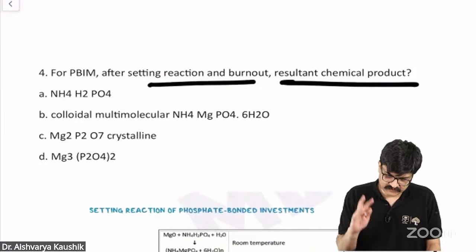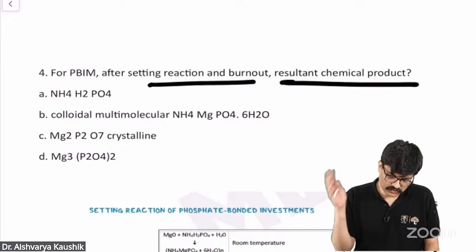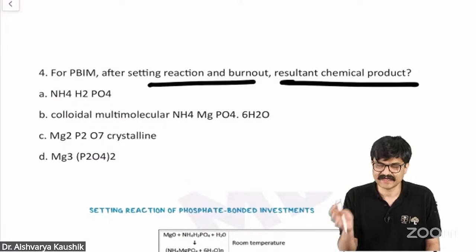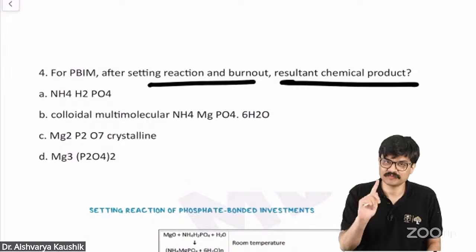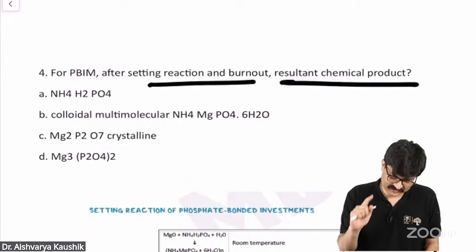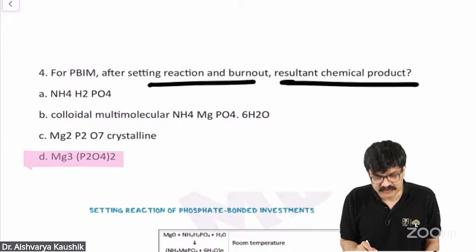So you had the options of ammonium hydrogen phosphate, colloidal, multimolecular ammonium magnesium phosphate .6H2O. You have magnesium pyrophosphate crystalline, Mg2P2O7. That's actually the second last product. So many people would get this answer and would get this wrong. But the answer is Mg3P2O4 all twice.